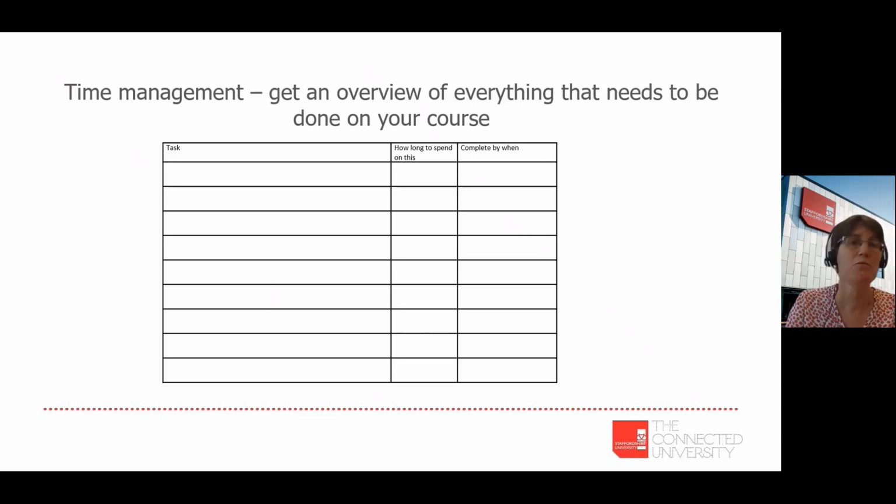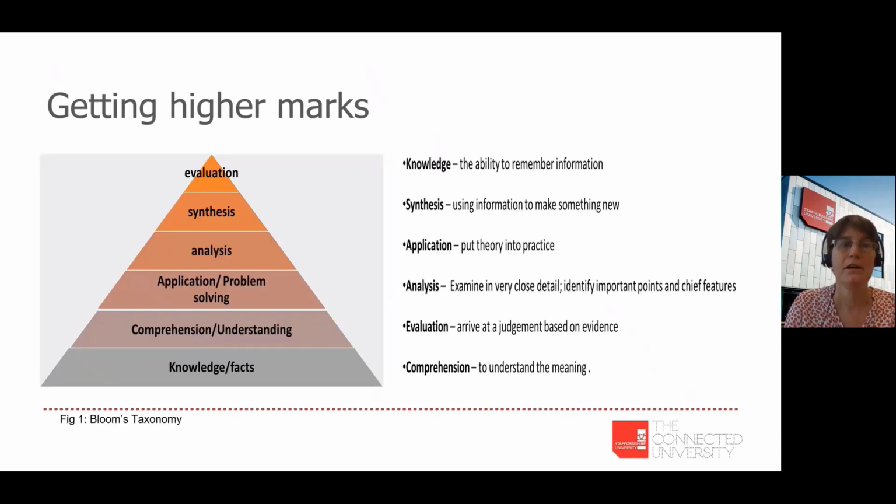Now, this is Bloom's taxonomy, and this is a really interesting way of showing people how it's possible to really improve upon your marks and to produce an excellent piece of work by moving towards the top of this pyramid. So instead of just having knowledge, the ability to remember information, you go from saying that this is the general information and facts on a specific subject, towards comprehending and understanding it. So you've got the meaning of why these things have happened.